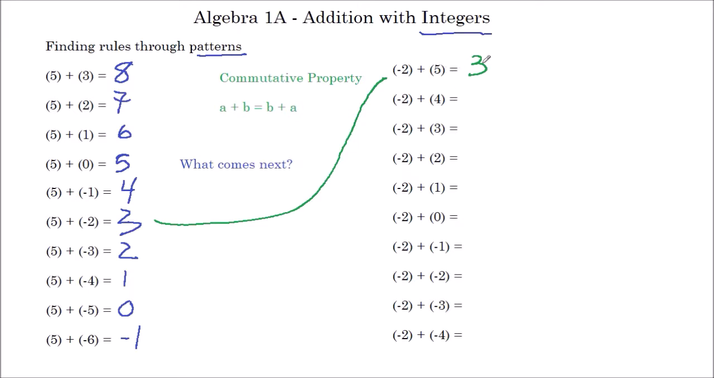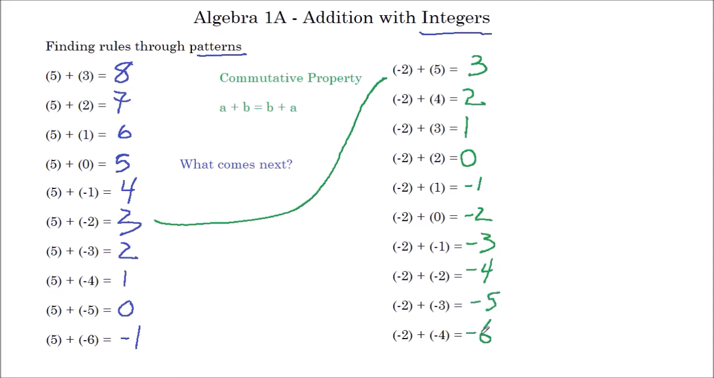So negative 2 plus 5 is 3, negative 2 plus 1 less than 5 should be 1 less than 3, which is 2. And then negative 2 plus 1 less than 4 should be 1 less than 2. So negative 2 plus 3 should be positive 1. Negative 2 plus 2, if I follow this pattern now, 3, 2, 1, this is going to be 0. This is going to be negative 1, negative 2, negative 3, negative 4, negative 5, and negative 6.